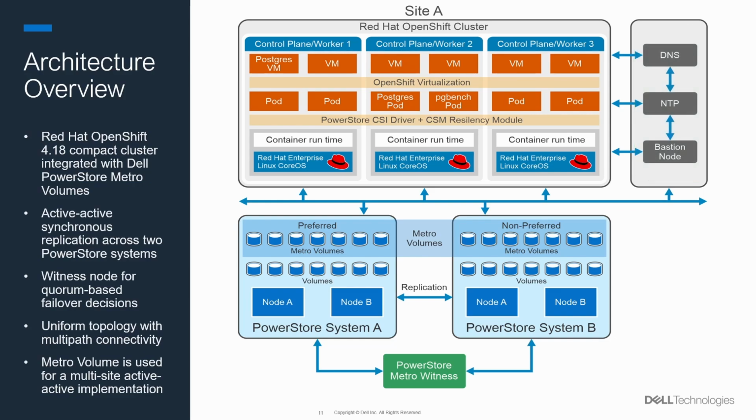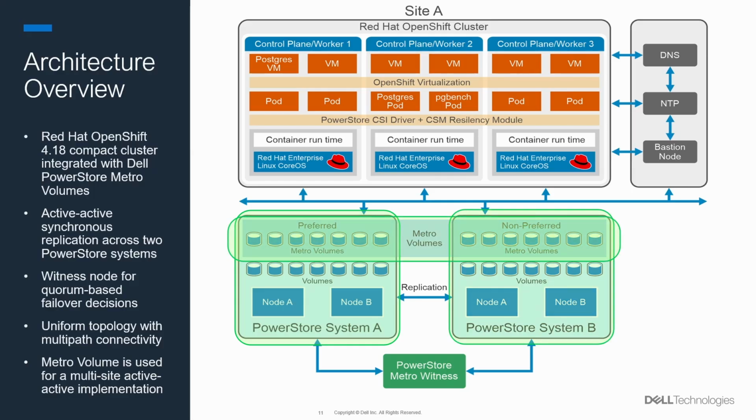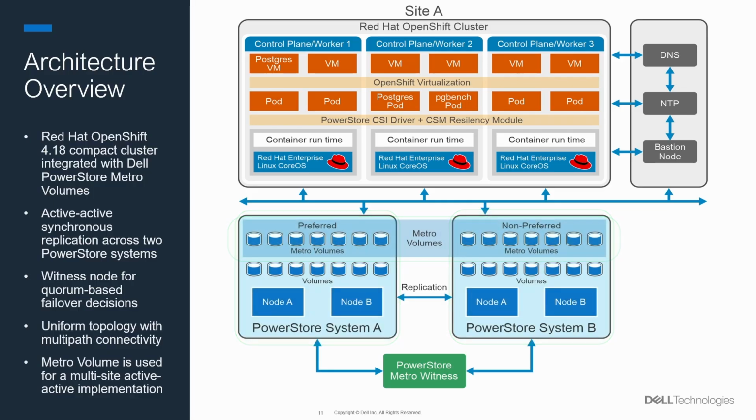Below the cluster, we have two PowerStore systems, System A and System B, configured with Metro Volumes. Data is synchronously replicated across both systems, and System A acts as the preferred storage system. A PowerStore Metro witness runs in an independent fault domain and provides arbitration during system isolation events to ensure the correct array continues I/O. The overall topology follows a uniform access model.